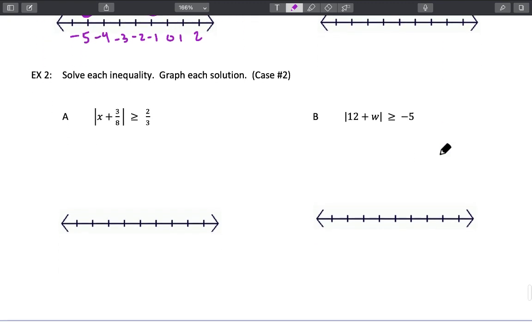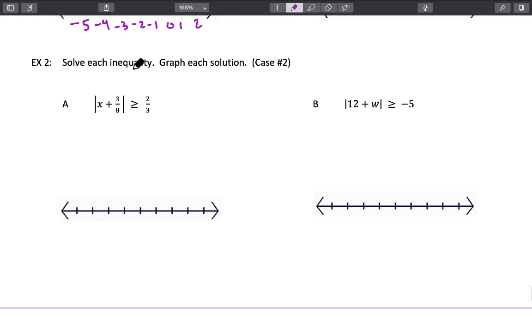All right, in example 2, we're asked to solve each inequality, and notice that here it says case number 2. In case number 2, we were talking about solving OR statements. All right, so we have an absolute value, x plus 3/8 is greater than or equal to 2/3. It's already isolated, so we don't need to do anything here. We're going to create our two cases.